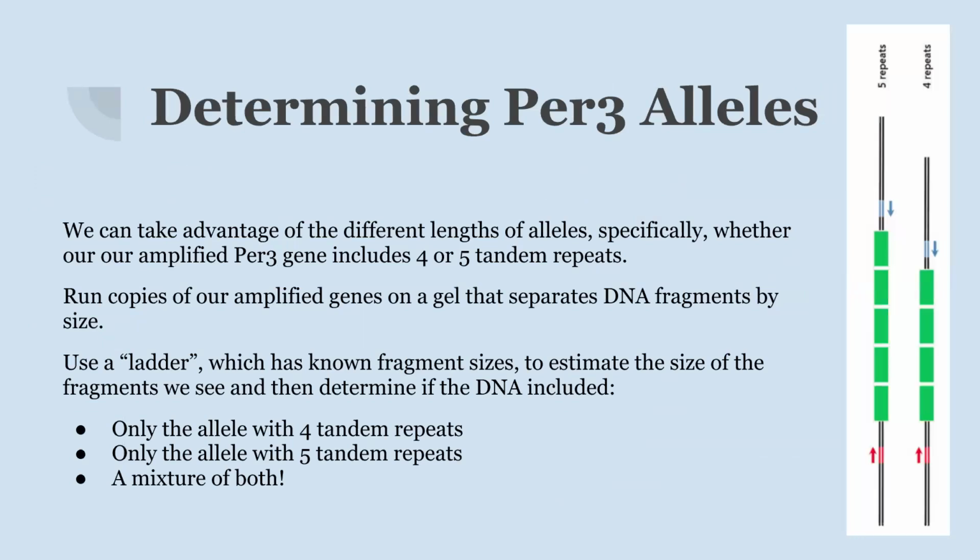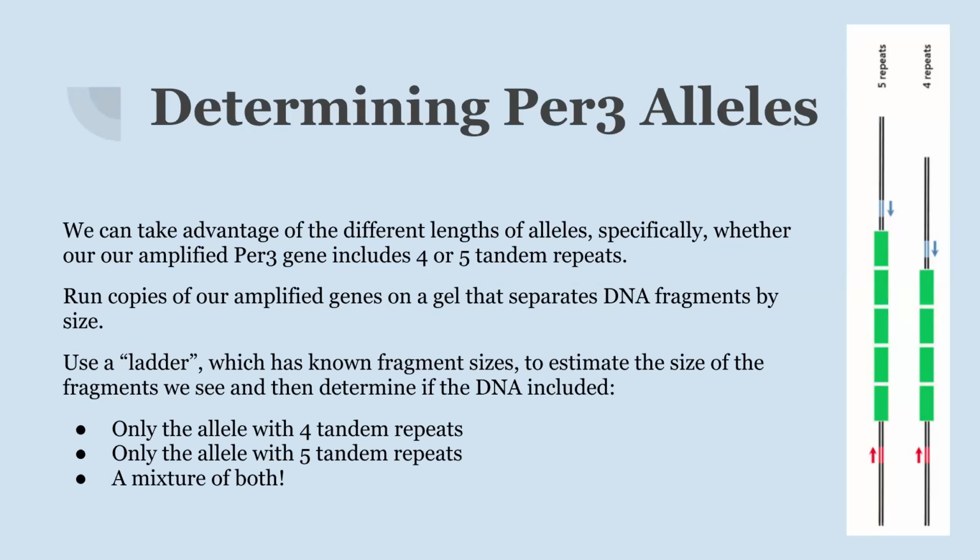So we can take advantage of the different lengths of the alleles, specifically of our amplified PER3 gene, including 4 or 5 tandem repeats, when we're looking at this process. We're running our copies of these amplified genes on a gel that separates them by size, and we're using that ladder to estimate the size of the fragments and then determine if the DNA included is only the allele with the 4 tandem repeats.